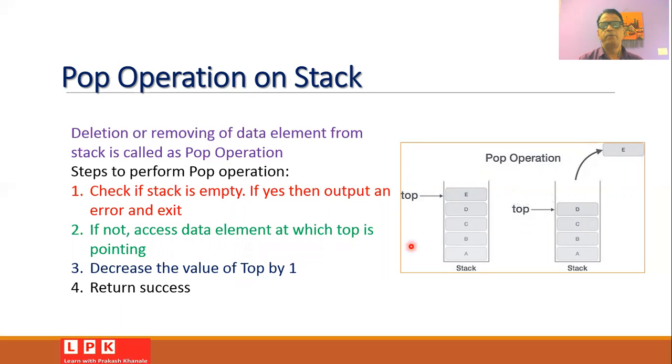So for example, we have been given a stack which consists of the elements A, B, C, D, and E is on the top of the stack. This location is being pointed to by the top pointer. Now, whenever we want to perform the pop operation, that is, whenever we want to remove E from the stack, we make this pointer point to D. And the space that was being used by E can be made free.